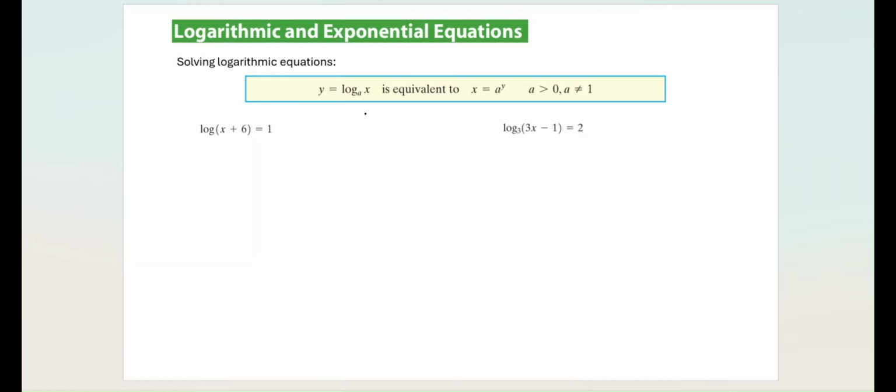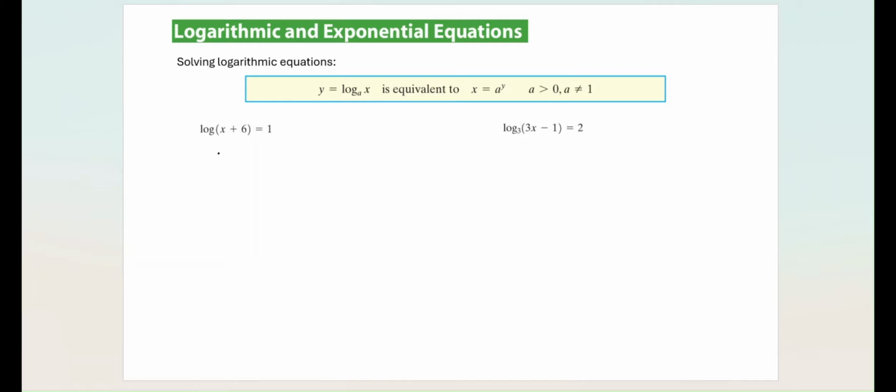Hello, in this video I want to explain about the logarithmic and exponential equations. We already know the properties of the logarithms and we know the definition of a logarithmic function. So we know that y is equal to the logarithm in base a of x if and only if x is equal to a to the y. So using this relation that exists between the logarithmic functions and the exponential functions that we know are inverse of each other, then we can solve some logarithmic equations.